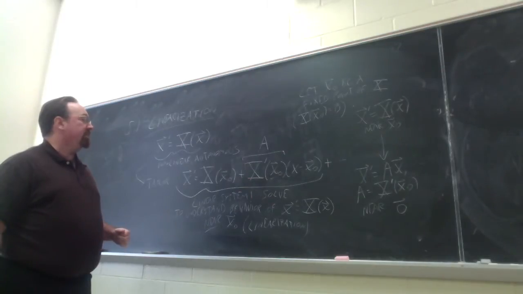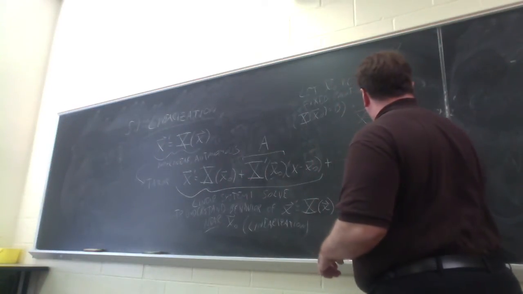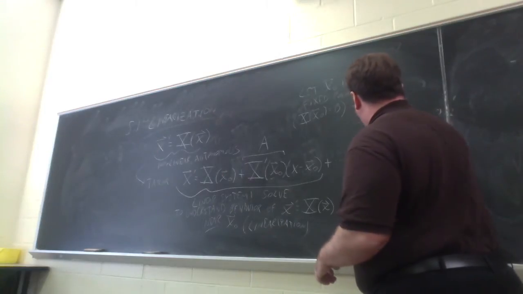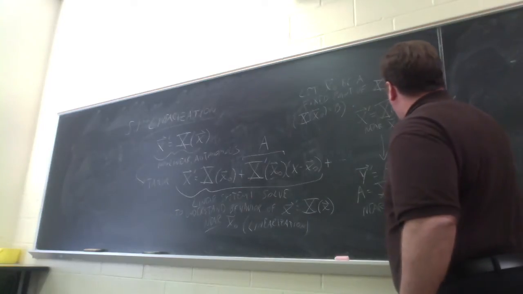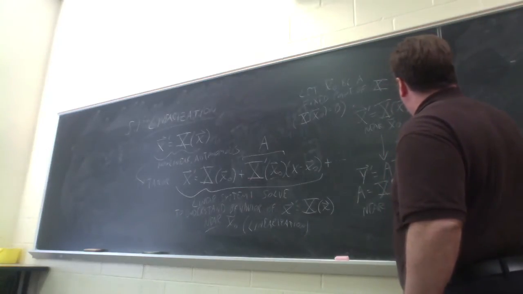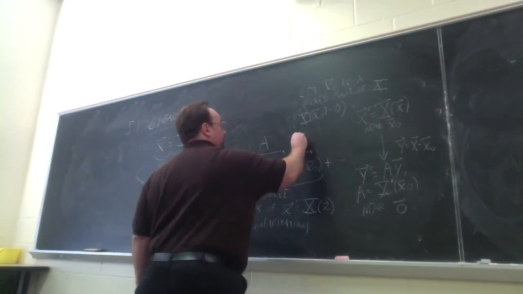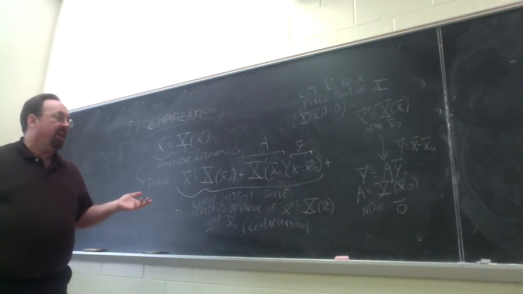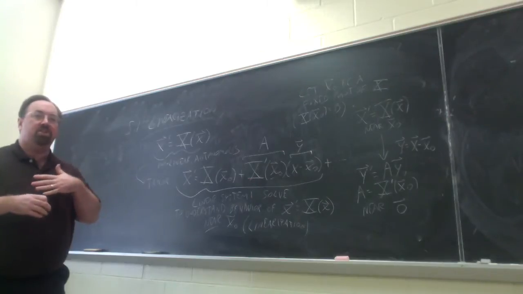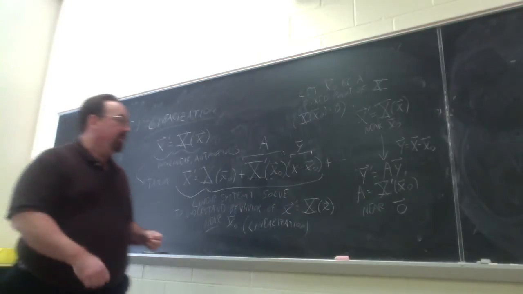To make it a little more clear, I'm going to use a different letter here. Instead of X, I'll use Y, where Y is equal to X minus X naught. So that's what this becomes. And when X is equal to X naught, Y is 0. And because it's just a shift, a translation, Y prime and X prime are exactly the same thing.